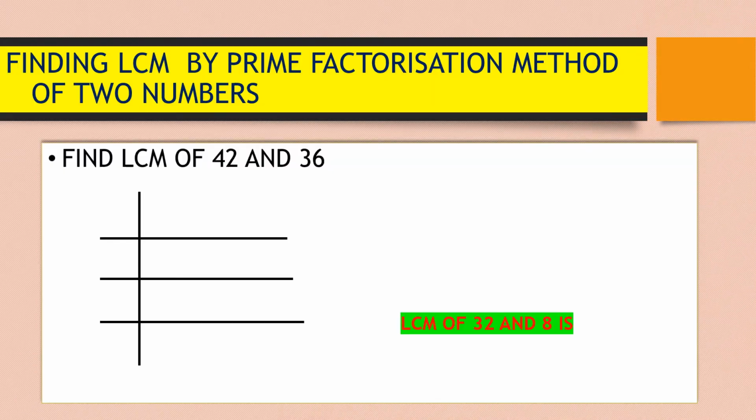To find LCM by prime factorization, and I would like you to solve the questions using this method when you cannot do it mentally. So let's write the first number. Find the LCM of 42 and 36. So the first number is 42.